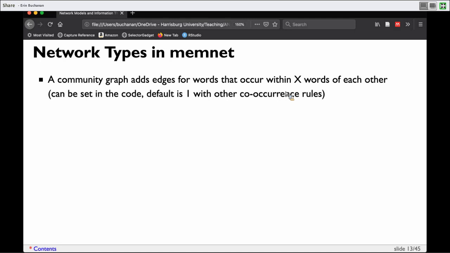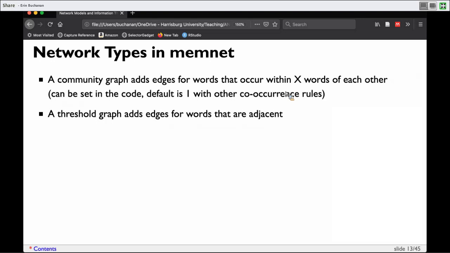So one of the types of graphs that you can make is a community graph. It adds the edges based on the number of words that occur within X number of words of each other. The default is 1, and there are a couple of other co-occurrence rules, but the basic idea is that they occur within this window together. So they have to occur within at least one word of each other, and that could be front or back. So it's a three-word window.